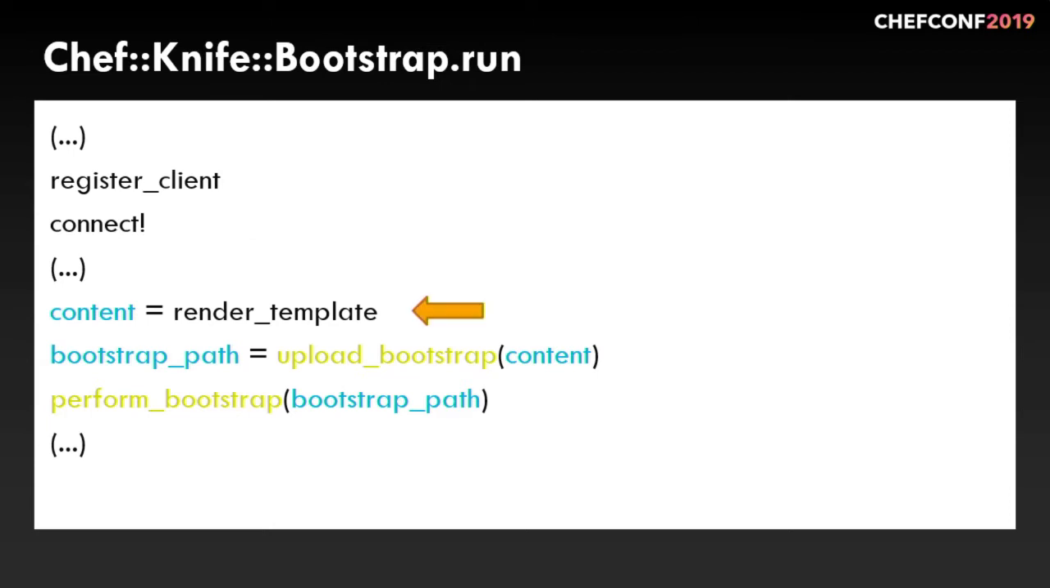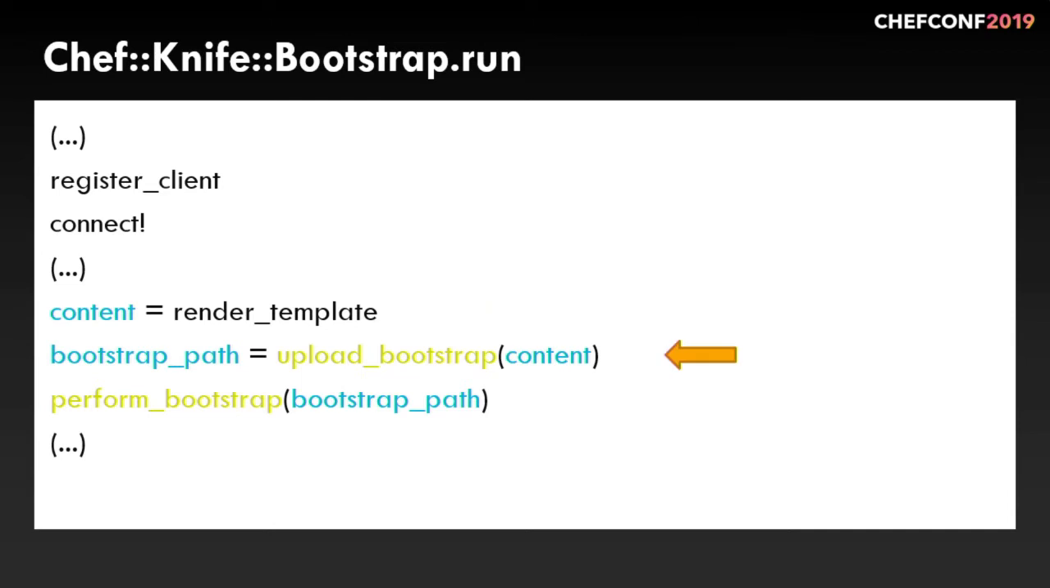Now the next line, render template. That's the secret in how bootstrapping actually works. What that does is take all the different settings you're either passing to the command or default values and compiles them into a giant script, which installs the Chef client, writes the keys you're going to use to the disk, deals with HTTP proxies, and so on. It's a very large script which deals with most edge cases out there.